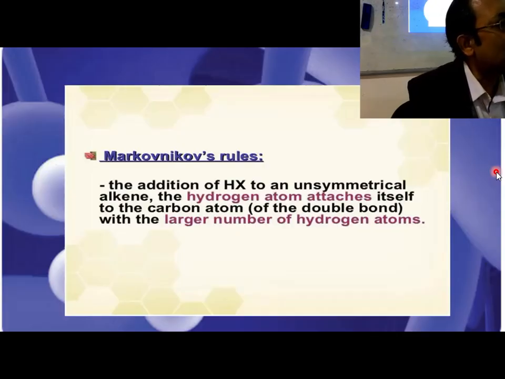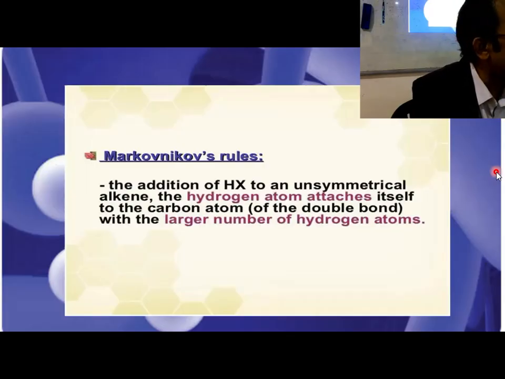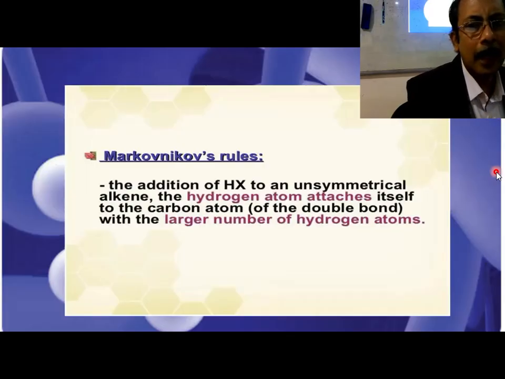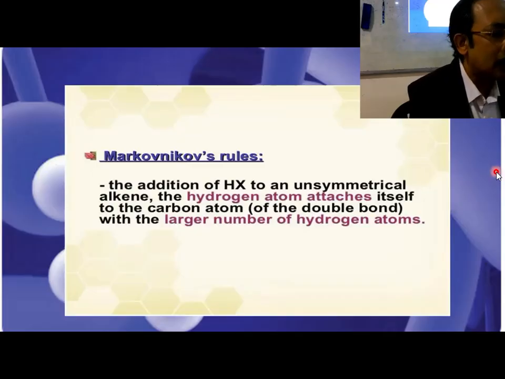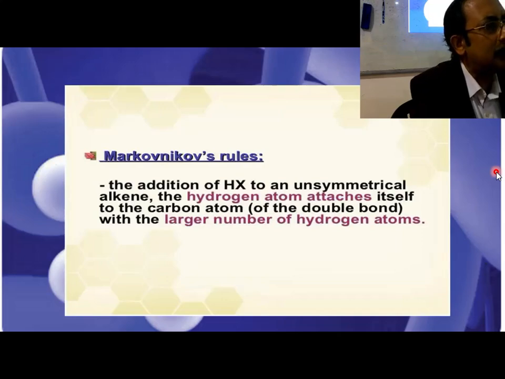For example, propene. If you take ethylene, you don't get Markovnikov or anti-Markovnikov, because it is symmetric. But if you take propene, it is not symmetric. Example, CH3, CH double bond CH2. That is the molecular structure. Now, if you perform HBr addition, where will the bromine go first? It will become CH3, CHBr, CH3.